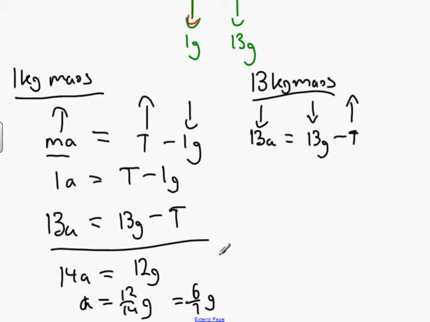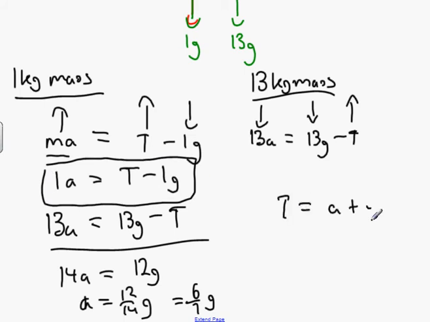Now, once we've done that, we now have to find the tension. Tension, using this equation here, tension equals a plus g. Tension equals 6 over 7g plus g. T equals 13 over 7g. Is that alright? 13 over 7g.